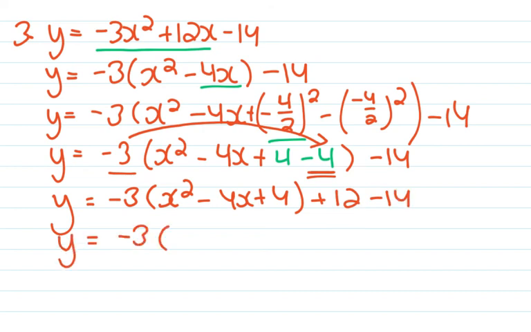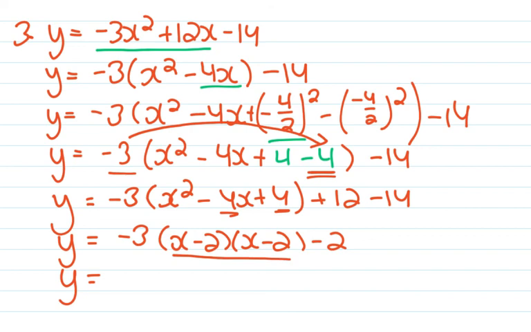Negative 3. Okay, now let's factor the bracket. So two numbers that multiply to 4 and add to negative 4 would be negative 2 and negative 2. And then 12 minus 14 is negative 2. We will simplify by combining those two brackets with a squared: negative 3(x minus 2) squared minus 2. Now my vertex is going to be 2, negative 2.